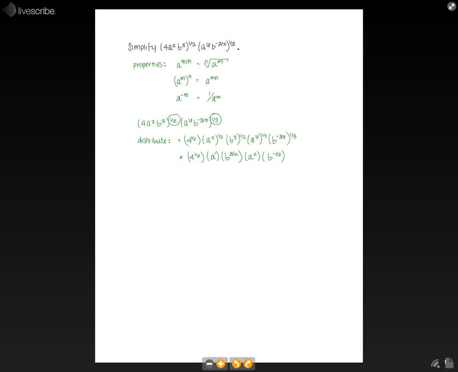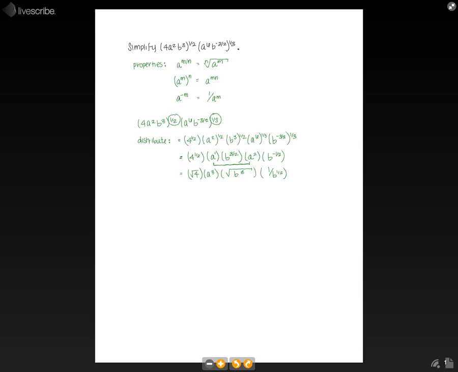Okay, so now let's see, we want to use the first property of exponents to keep simplifying. So 4 to the 1/2 is the same as the square root of 4. So then we can go ahead and combine a to the first and a squared to give us a cubed. So b to the 3/2 is going to be the same as the square root of b cubed. And then this b to the negative 1/2, we're going to use the last property of exponents, and we're going to turn that into 1 over b to the 1/2.